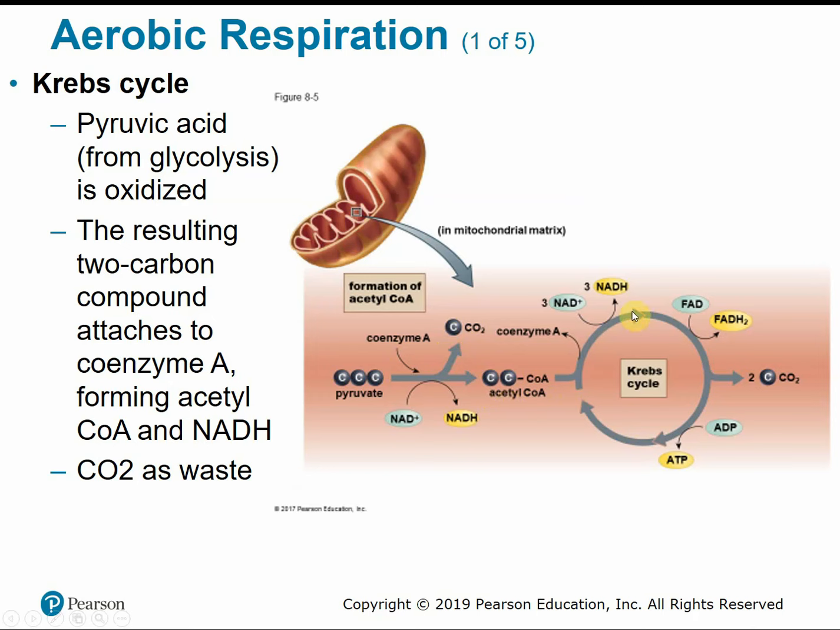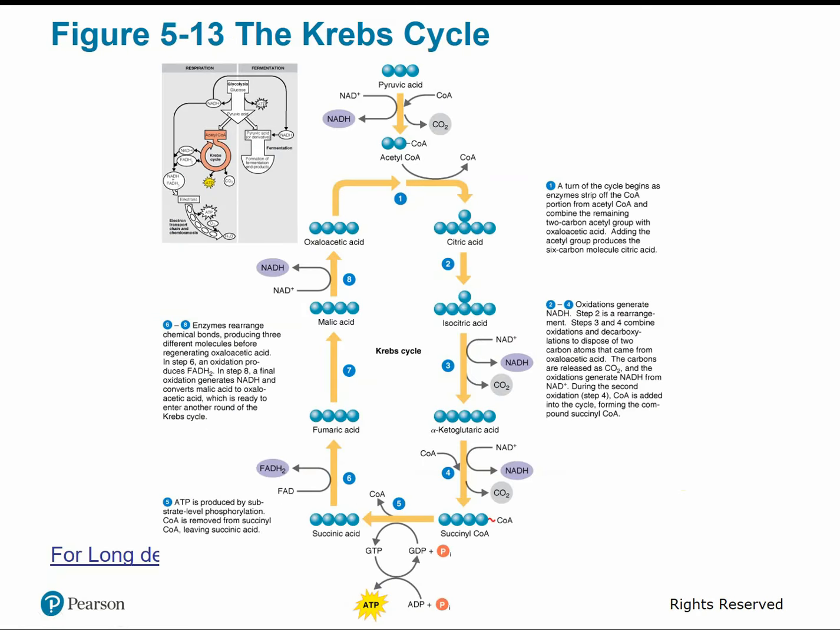Throughout different steps along the way of the Krebs cycle, we're going to harvest more of these energy carriers and get a little bit more ATP. This is just showing a more in-depth figure of the Krebs cycle. You don't need to know all of these steps. Just know our pyruvic acid that we got from glycolysis is going to be converted to acetyl-CoA. Pyruvic acid by itself is not able to enter the Krebs cycle, so we have to modify it a bit into acetyl-CoA.